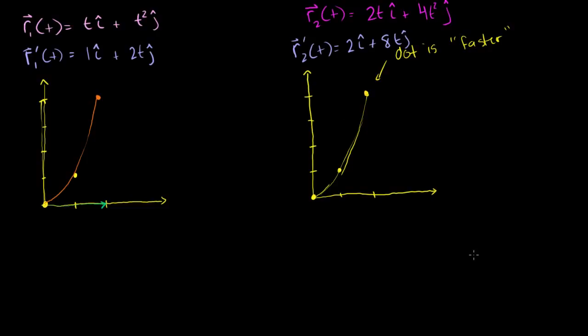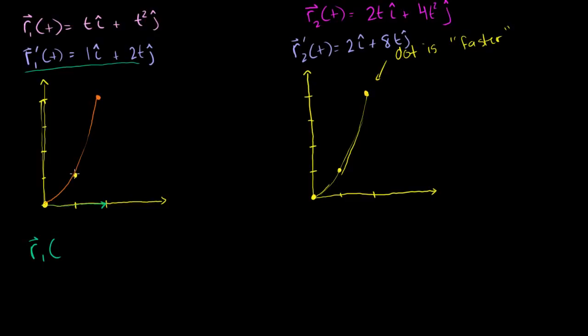Now, the question is, what do their respective derivative vectors look like at different points? Let's see how fast they're moving when time is equal to 1. This is just the general formula, but let's figure out what the derivative is at a specific point. So let's take r1 when time is equal to 1.